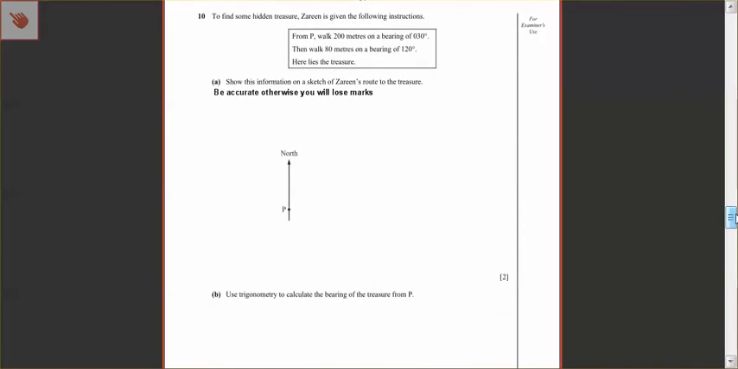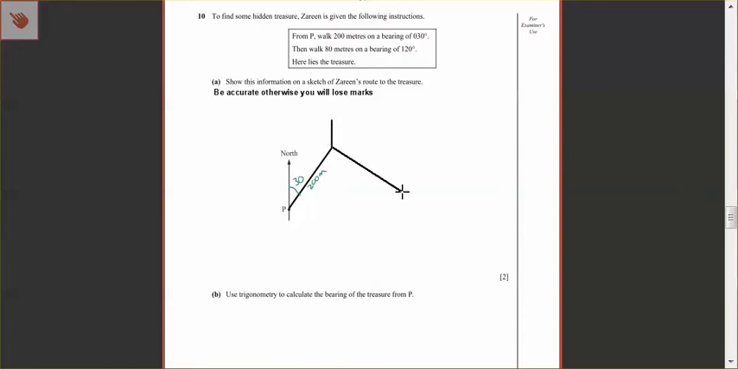So, bearings. We have to just do a sketch. P walked 200 on a bearing of 30. That kind of looks something like that. Bearing of 30, then the length is 200 meters. Okay with that? Then walk 80 meters on a bearing of 120. Now remember that you've got to go back to north, go 120.